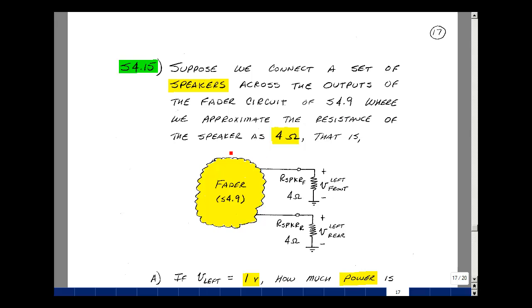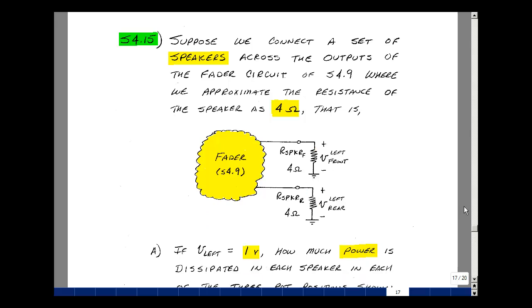Let's approximate the speaker's resistance as 4 ohms. This would be typical of a car audio system. So we had a left front output and a left rear output. Just put the 4 ohms across that. Suppose I let the music just equal 1 volt.